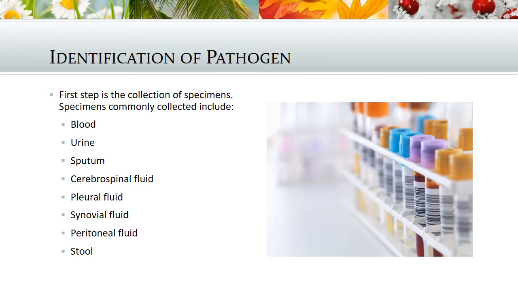Collecting a clean specimen is important. Specimens that are commonly collected include blood, urine, sputum, cerebrospinal fluid, pleural fluid, synovial fluid, peritoneal fluid, and stool.